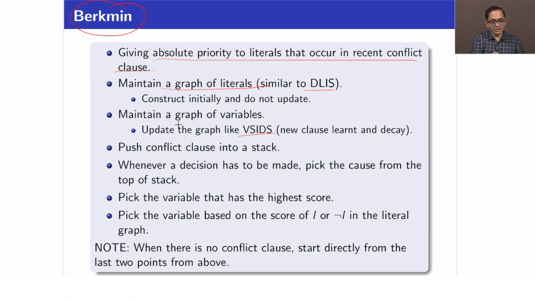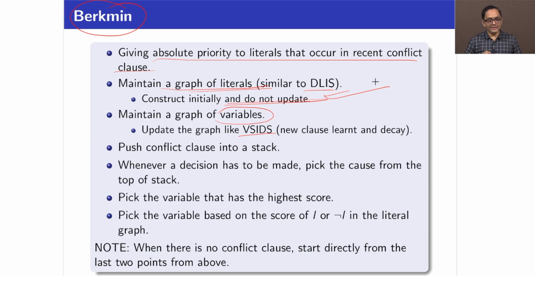They also maintain a variable list, where instead of the literal, they combine the score of x and not x into one. So if you have x1 with score 2 and not x1 with score 3, the overall score of x1 is 5 for the variable. This list is static. The literal score they will never update, it stays whatever the literal score was at the start.